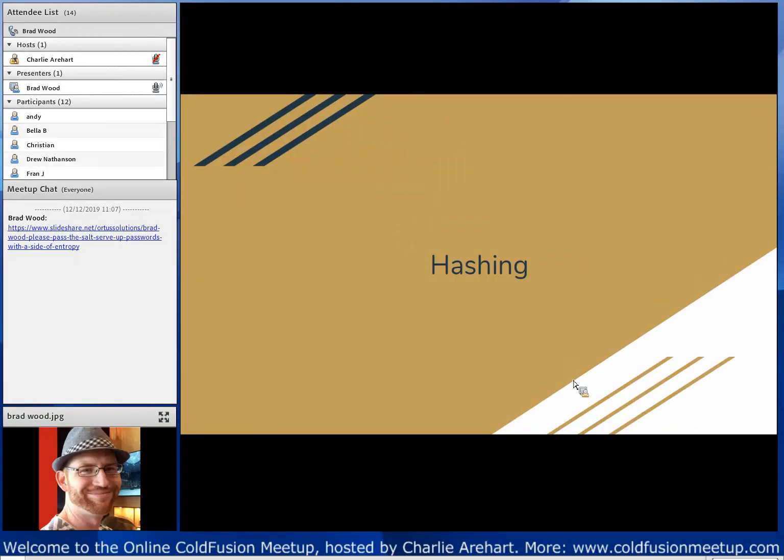So now we move to hashing. Hopefully most of you are at least at this phase. Unfortunately, a lot of people stop about here. They make it to hashing, they've heard it's best practice, and they don't make it any farther. But there's a lot more than just using hashing.